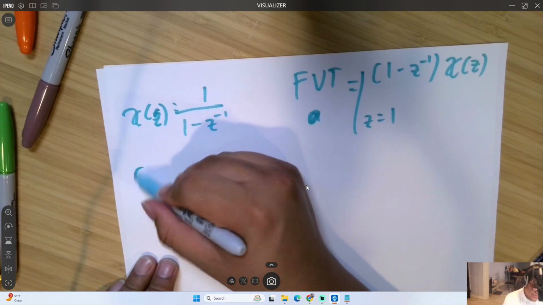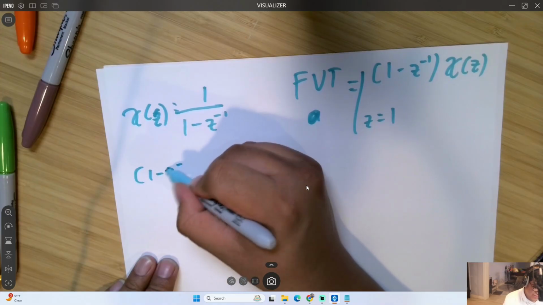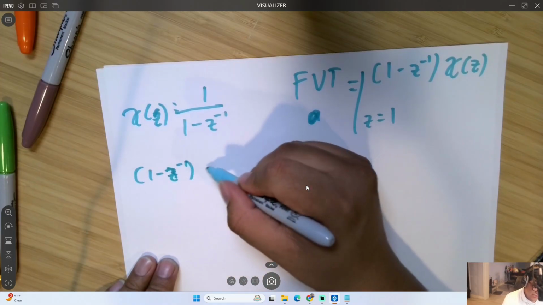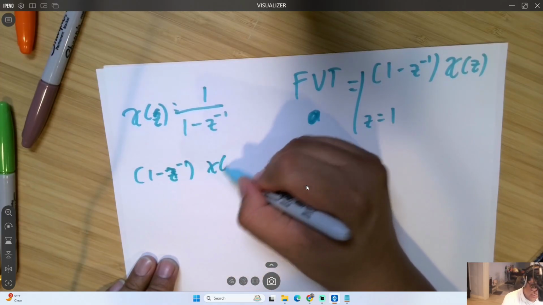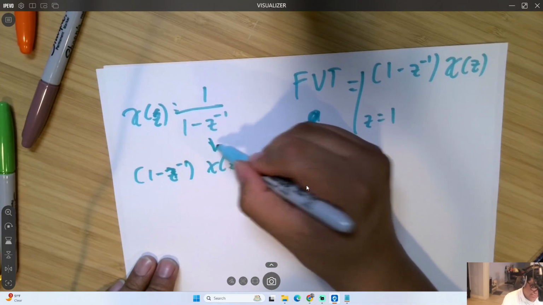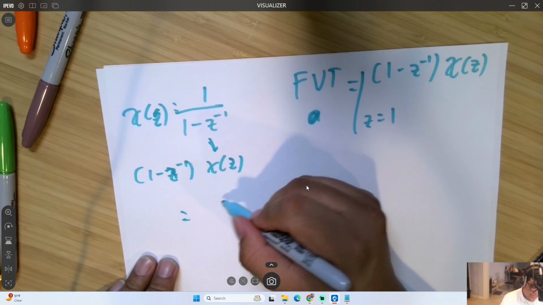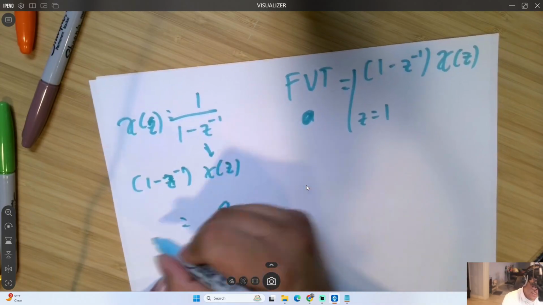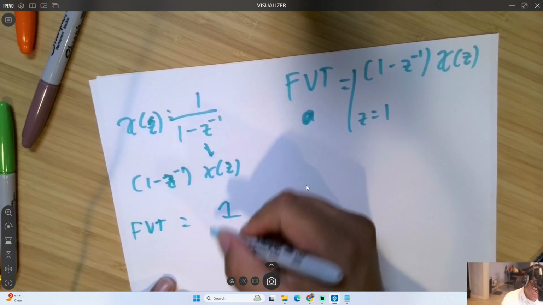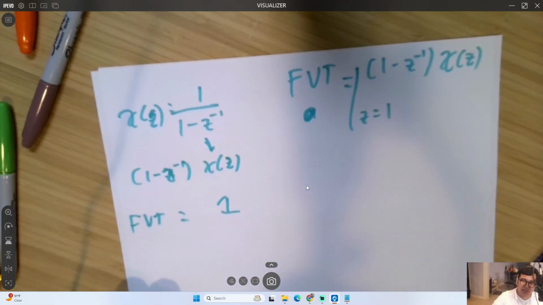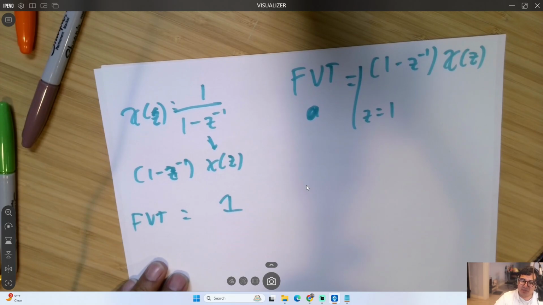So if I did this, 1 minus z to the minus 1 of x of z, which is basically that, you get 1, the final value theorem. And that makes sense, right? The final value of a unit step is 1, okay?